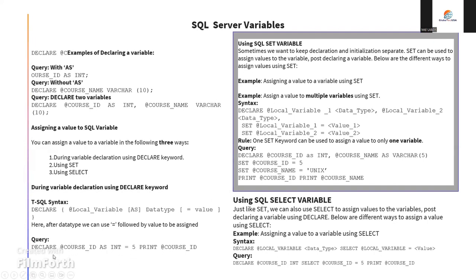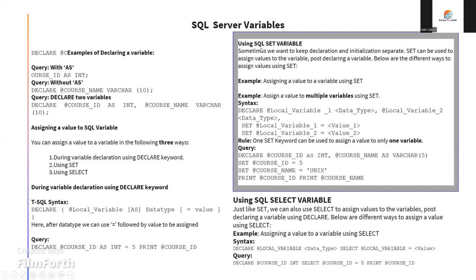So whenever you're declaring data types and local variables, you have to declare in this format, or the other formats. You can use the declare command, the select command, or the set command to declare your local variables. So I can also say set course ID as integer. So this is like the declare command, where you use declare course ID as integer equal 5.